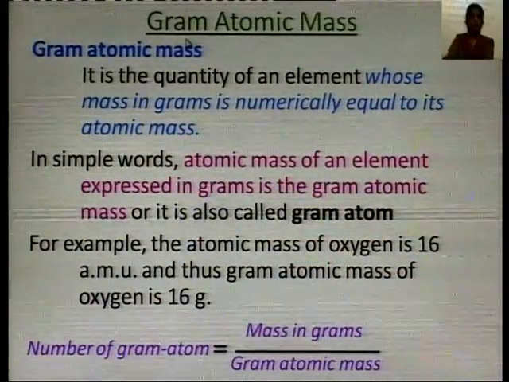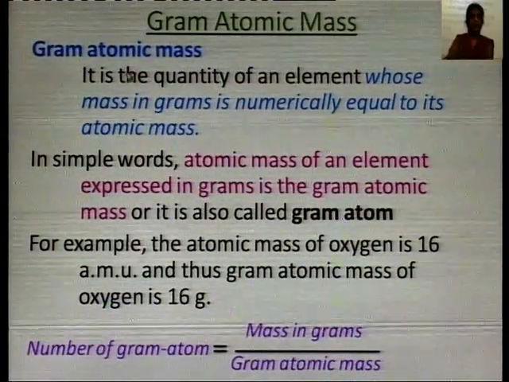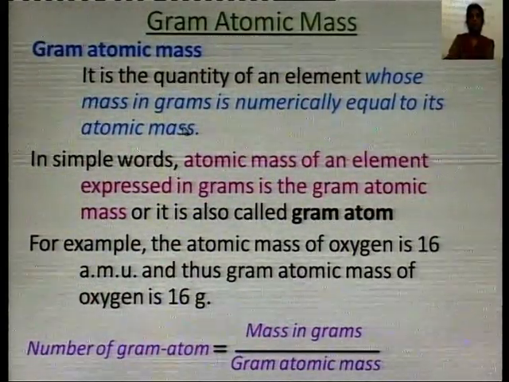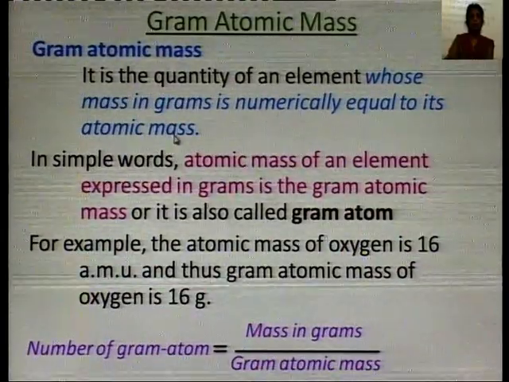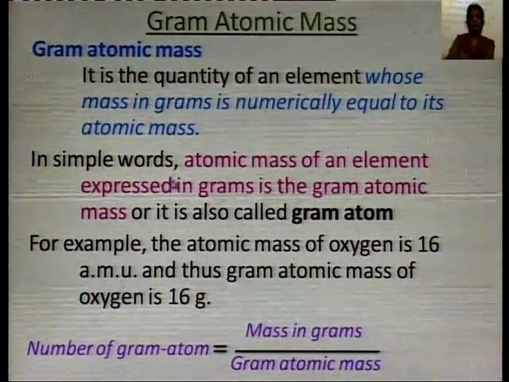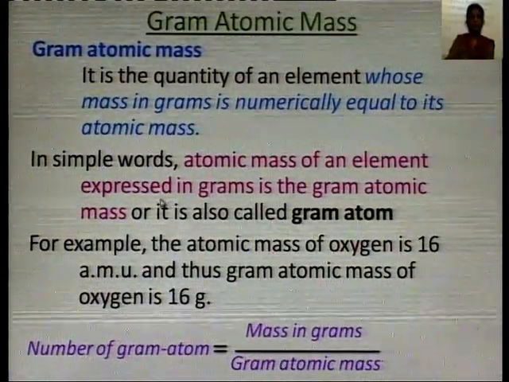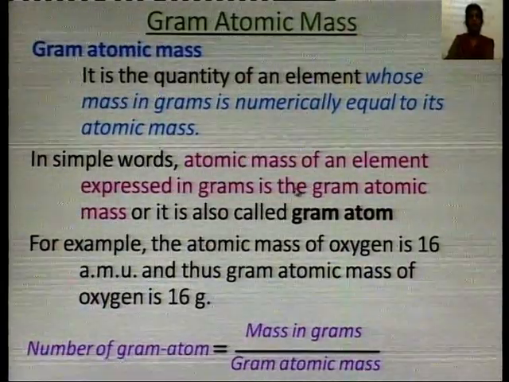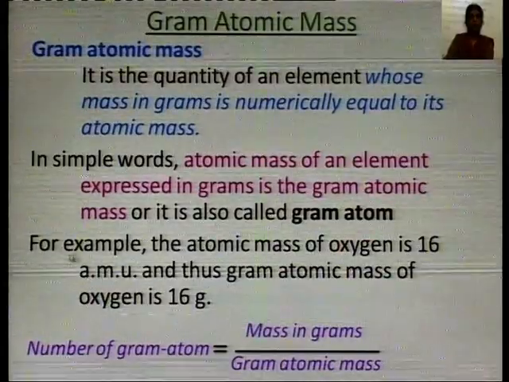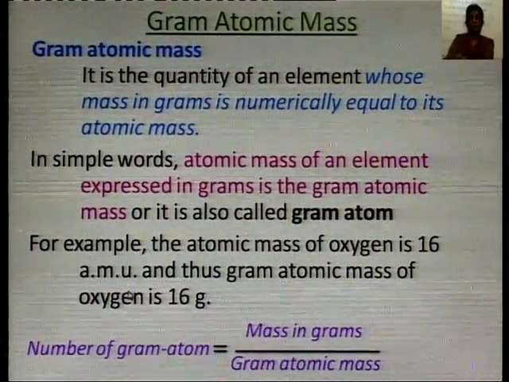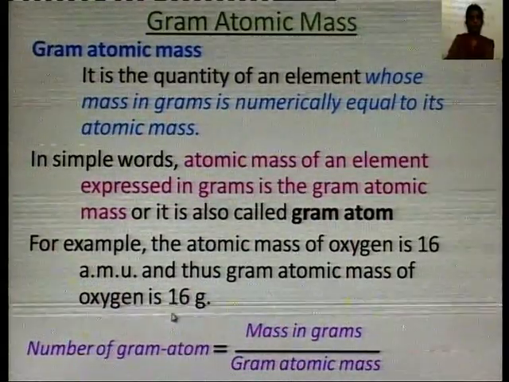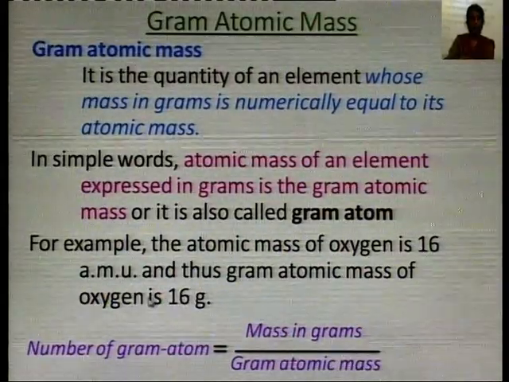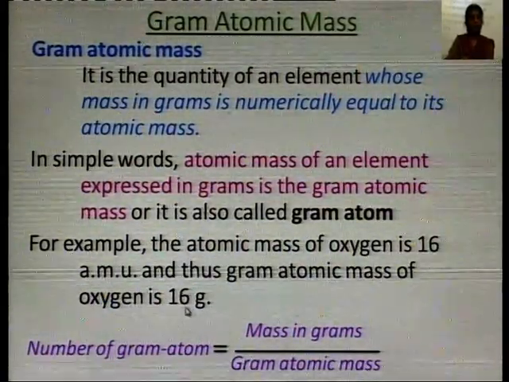So, now we come to the gram atomic mass. Gram atomic mass is the quantity of an element whose mass in grams is numerically equal to its atomic mass, or in simple words, atomic mass of an element when expressed in grams is called gram atomic mass, or it is also termed as gram atom. For example, the atomic mass of oxygen is 16 AMU, then gram atomic mass of oxygen is 16 gram. Atomic mass of nitrogen is 14, so gram atomic mass of nitrogen will be 14 gram.